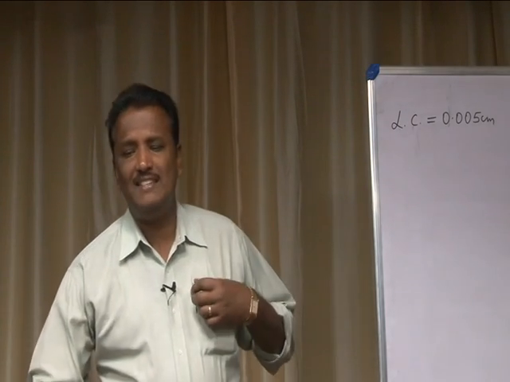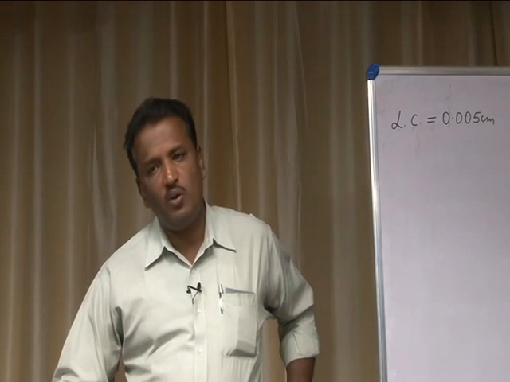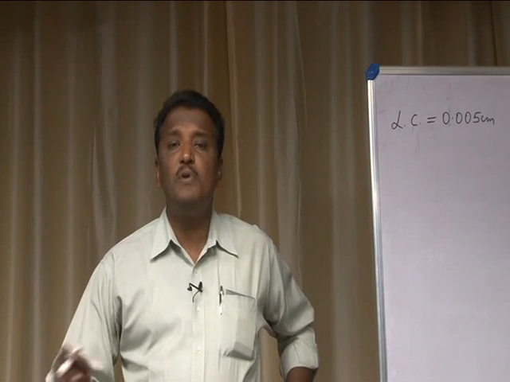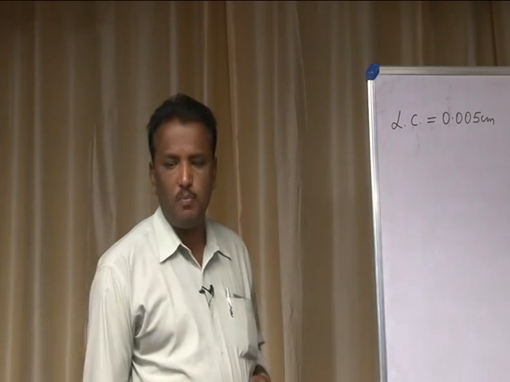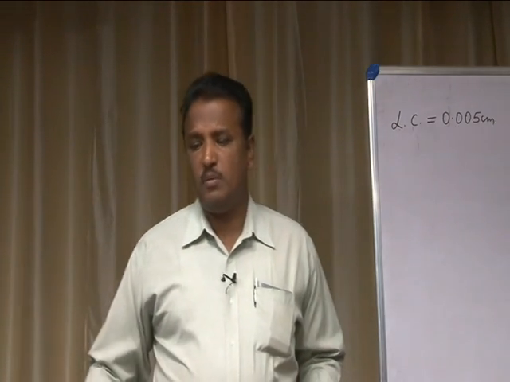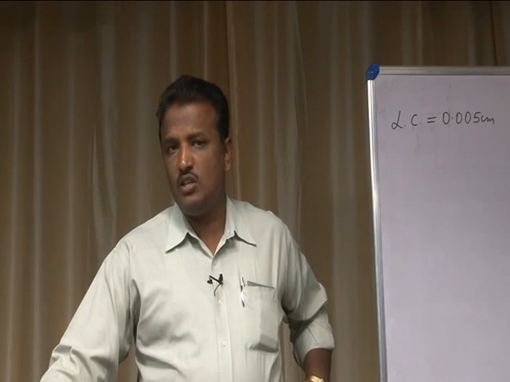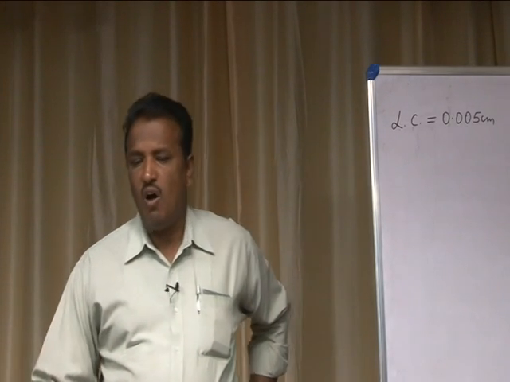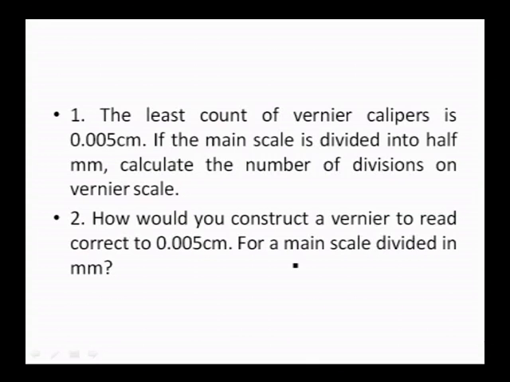So, today I just made a small attempt to solve a few problems on your different chapters which were already given in the previous examinations. Let us start our discussion with the first problem, which was also asked in a previous examination. The least count of the vernier calipers is 0.005 centimeter. If the main scale is divided into half millimeter, calculate the number of divisions on the vernier scale.